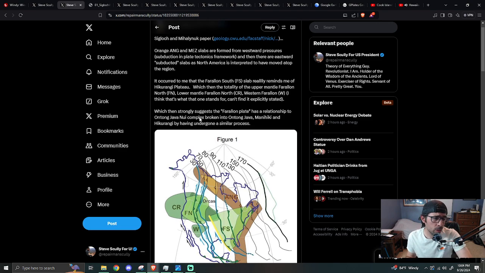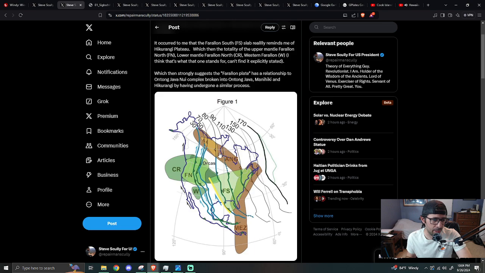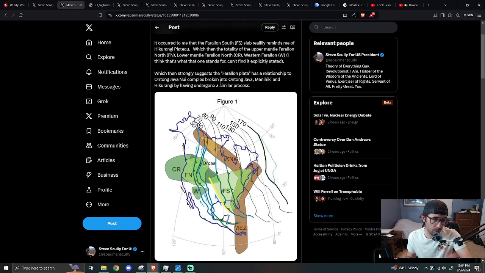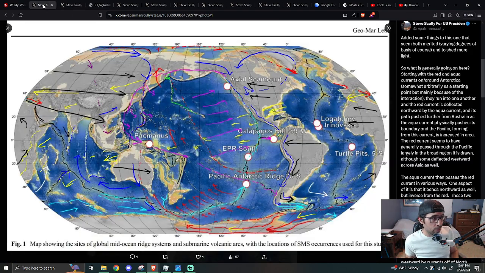Anyway, orange, so these ones, Mez and Ang, whatever they are, slabs, whatever the names are, formed from westward pressures, is what they're saying. So there's certain slabs under North America. Some of them are formed from western pressures, like pushing westward into North America. So maybe we should go back to this real quick. So there are westward pressures into North America.